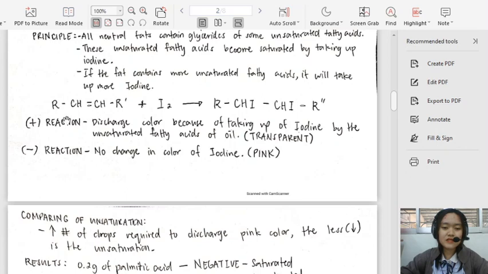Okay, so, positive reaction niya, discharge color, meaning ng discharge, nawala yung color niya from pink, naging colorless because of taking up iodine by unsaturated fatty acids or oil. So, ang final product for positive reaction is transparent. Negative reaction dito, no change in color of iodine. So, color pink.